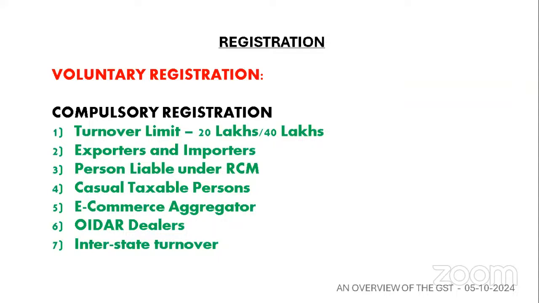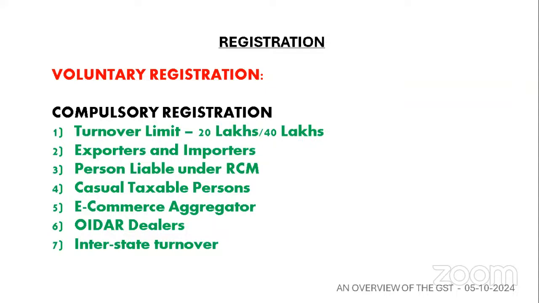One is voluntary registration. The second one is compulsory registration. Now, normally we read in newspapers where the turnover of a particular dealer is less than 20 lakh rupees or 40 lakh rupees. 20 lakh rupees in respect of the sale of services, and 40 lakhs is in the case of sale of the goods. So you will get various types of dealers.